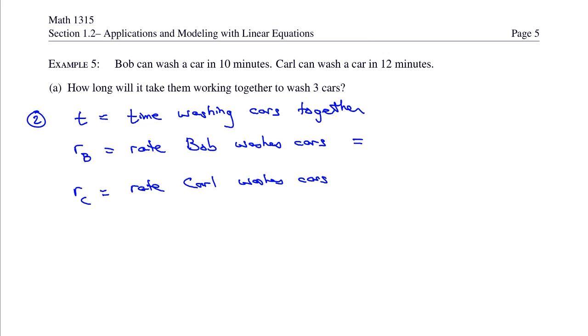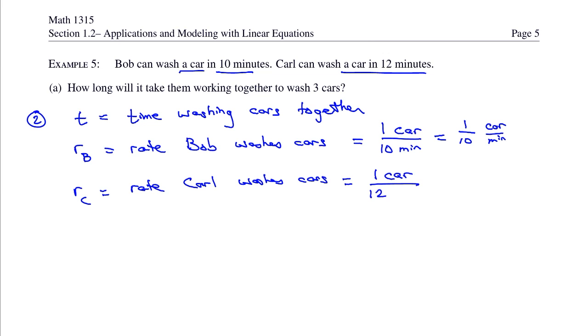Now it's a rate, and like I said earlier, it's going to have a unit divided by a unit. The rate in this case is cars per minute. It's the number of cars that you can wash in a certain number of minutes. So Bob can wash 1 car in 10 minutes. So his rate is 1 car per 10 minutes, or 1/10 of a car per minute. Carl can wash 1 car in 12 minutes. So his rate is 1 car per 12 minutes, or 1/12 of a car per minute.